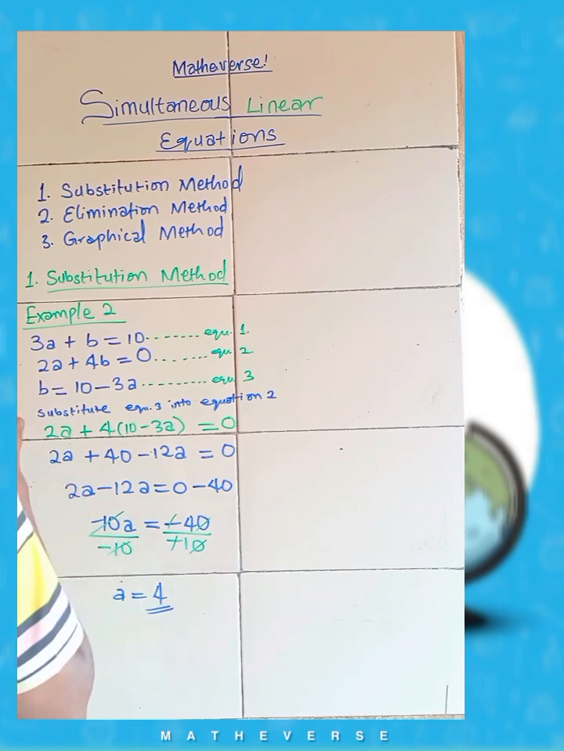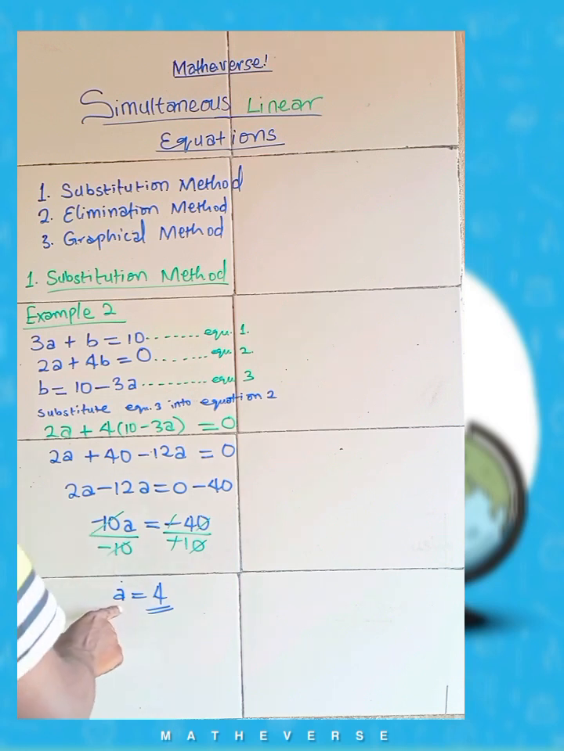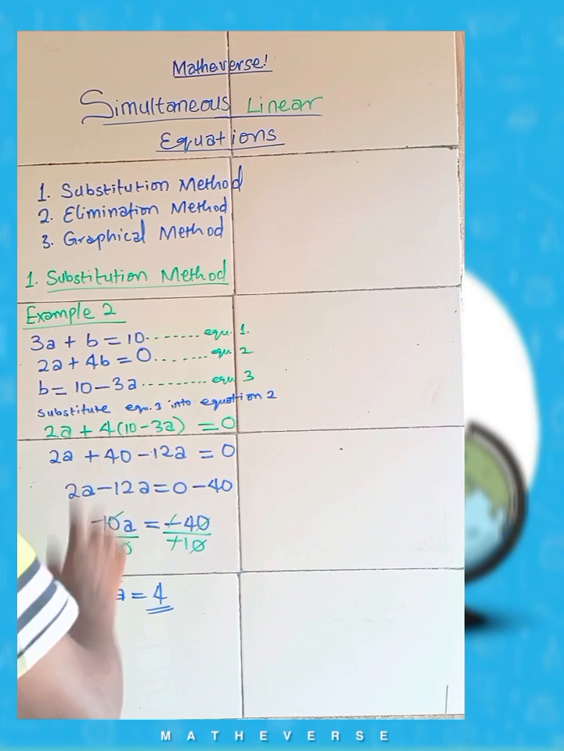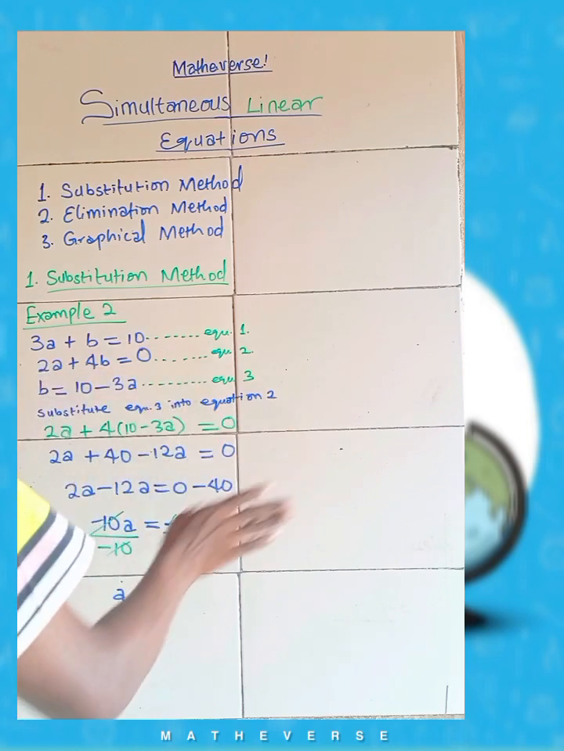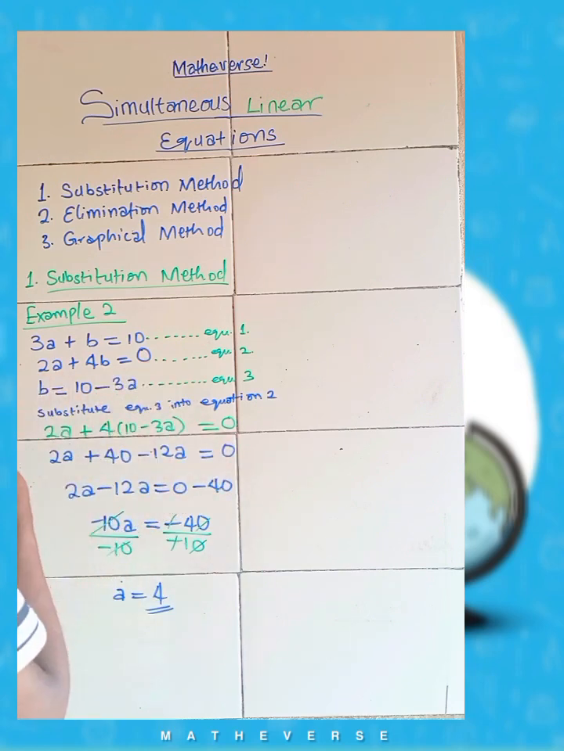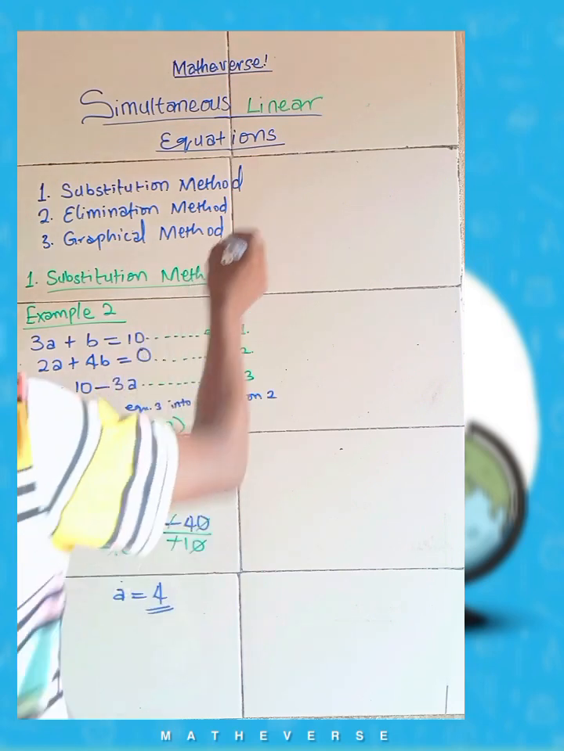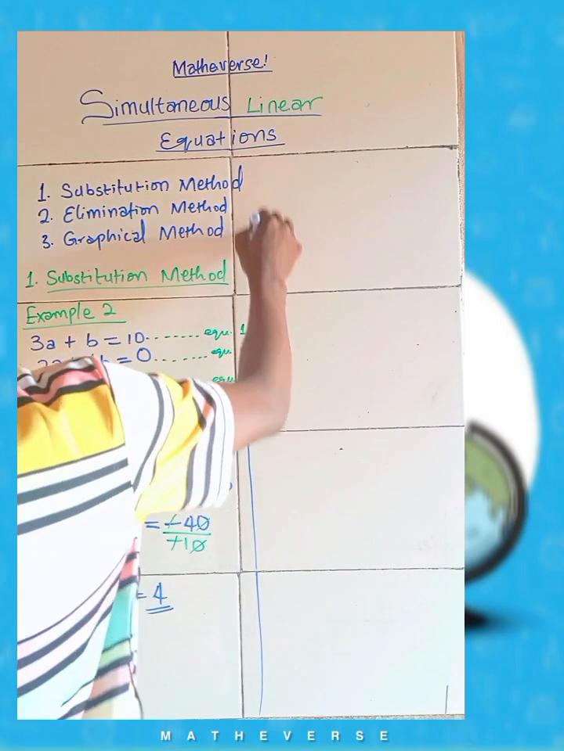Now that we have found a equal to 4, it's very expedient that we know what b is. So it is with a that we are now going to get what b is. You understand? So now we will have to substitute a into equation 3 to get b. Since b is already the subject of formula here, we don't have to change it. We'll just substitute a into equation 3 to get b. Let's do it here so you see it clearly.